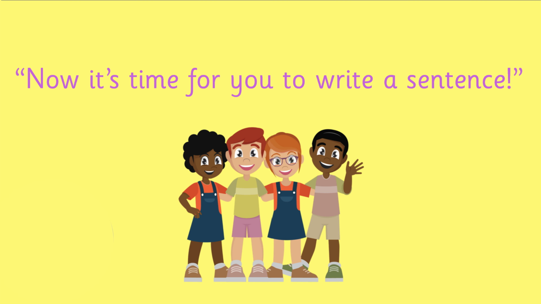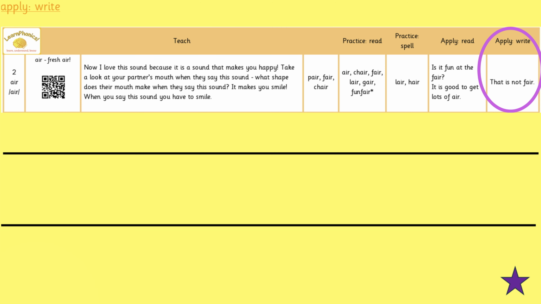Now we come to our very final section, which is, now it's time for you to write a sentence. You've got those blank lines and the purple star, which of course means refer to the planning. So here you can see that the sentence for the children to write is, that is not fair.